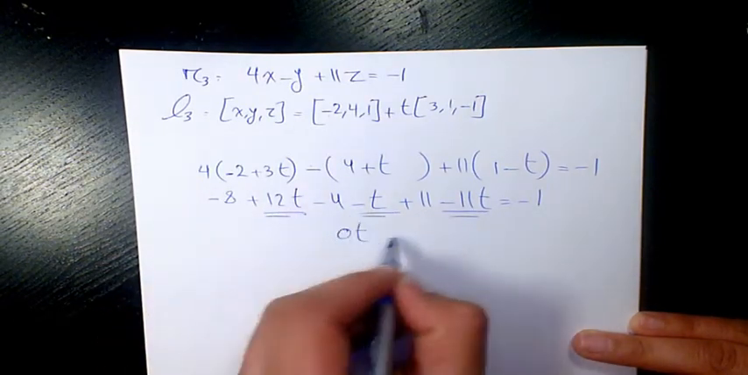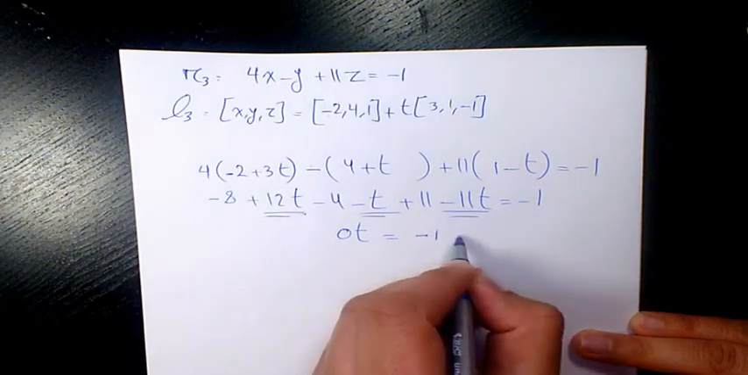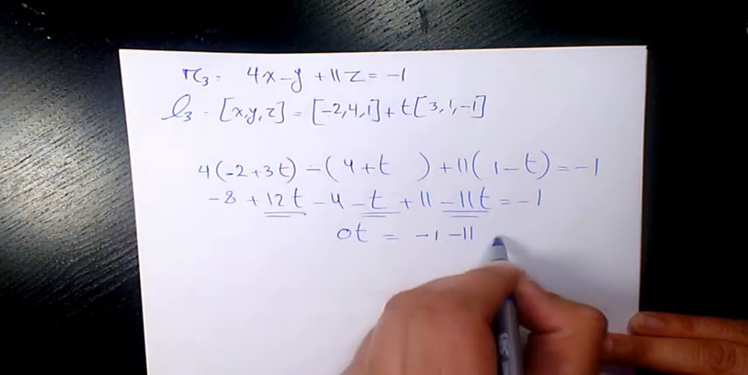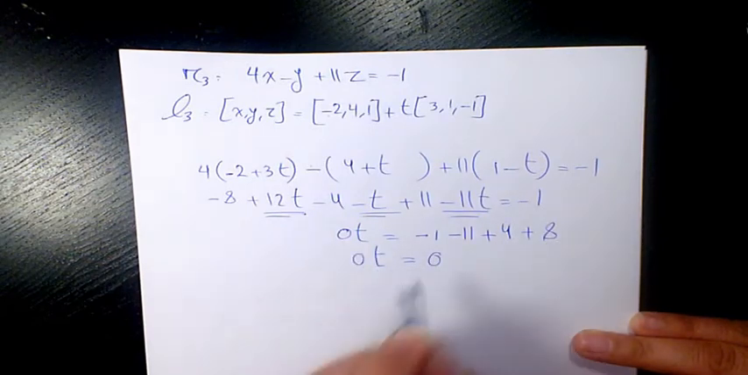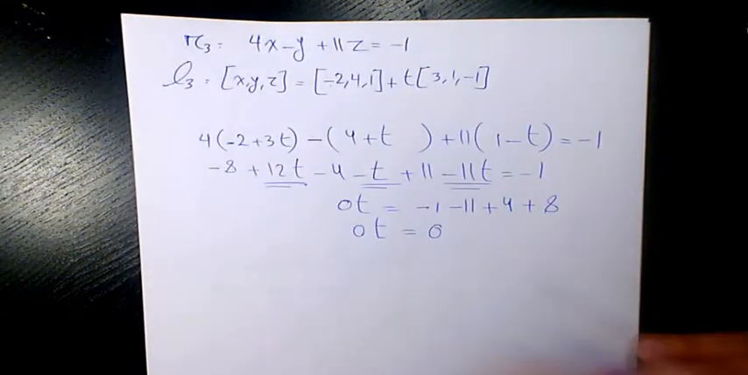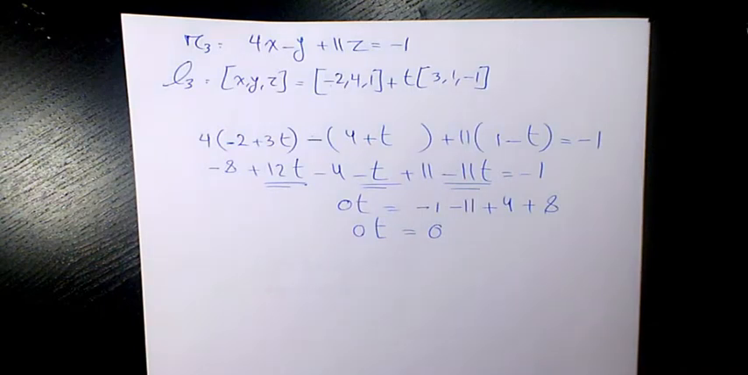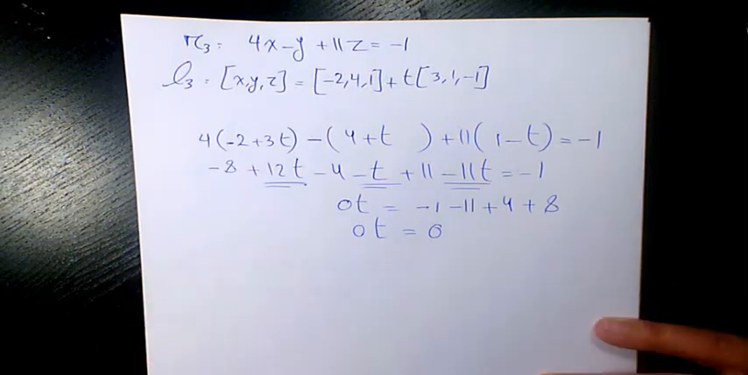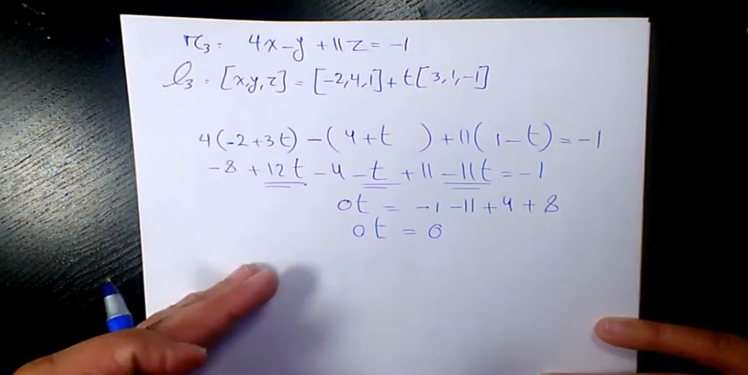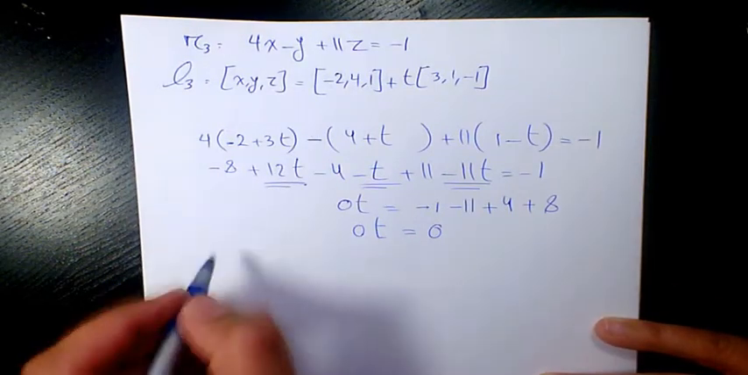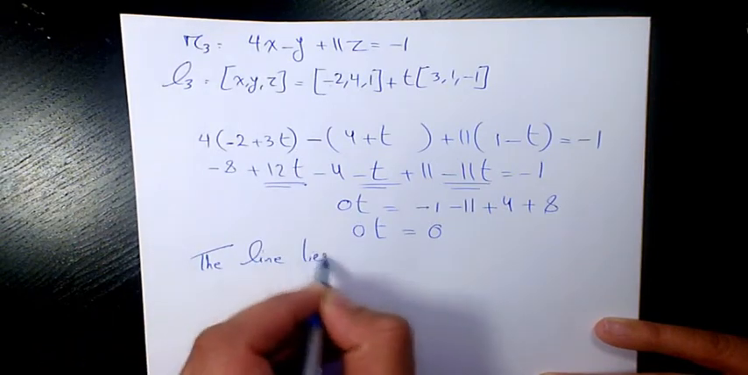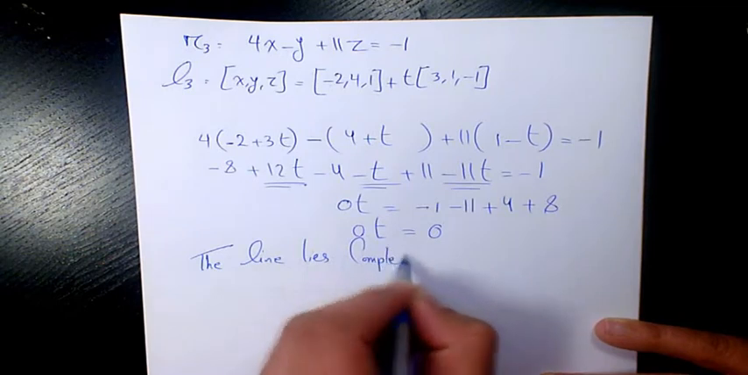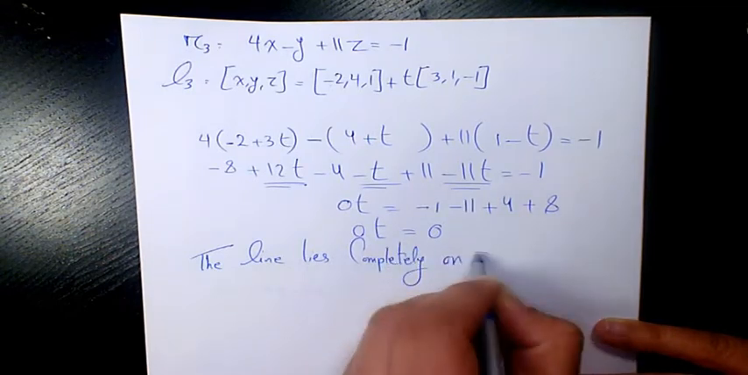So that will be 0t, and here we have negative 1 minus 11 plus 4 plus 8. That's going to be 0. So 0t equals 0. It means that for any t value, this equation is valid. So we have infinitely many points of intersection. It means that the line lies completely on the plane.